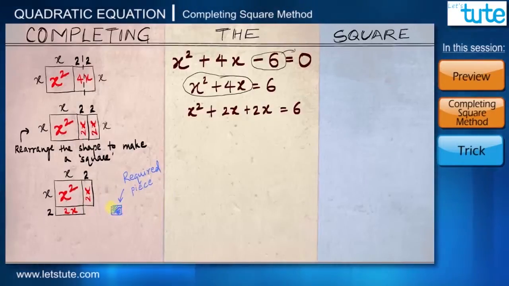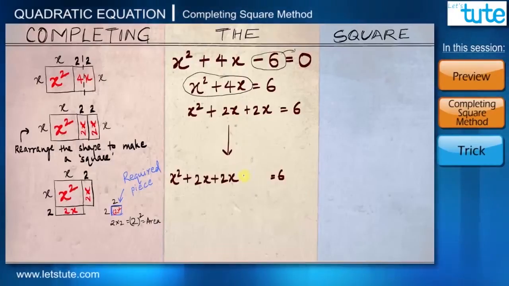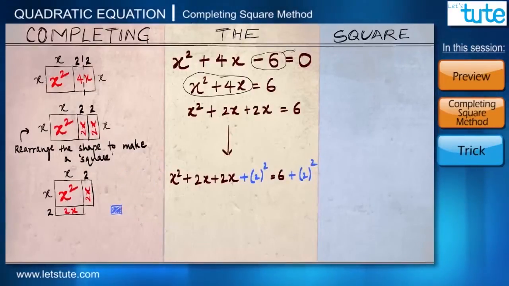So in such a case, the smaller square will have length 2 and breadth 2, and the area of that square will be 2 square, because length into breadth gives us 2 into 2, which is equal to 2 square. Since I'm adding a small square with an area 2 square on my left hand side, in order to balance the equation I will even add it on my right hand side. So if I combine all of these shapes together, what I will get is a large square.